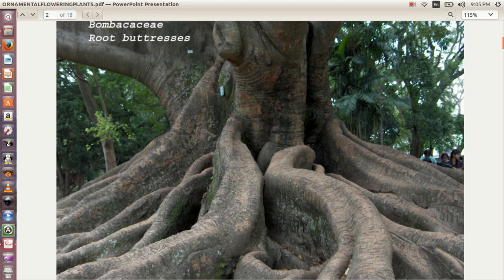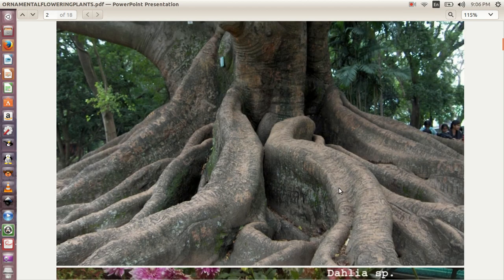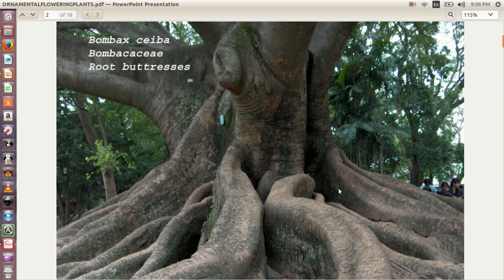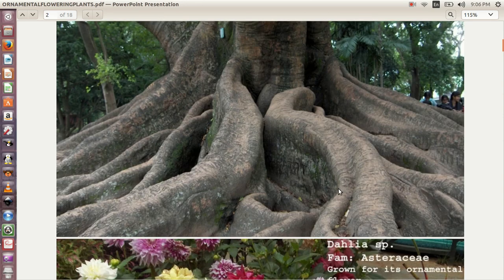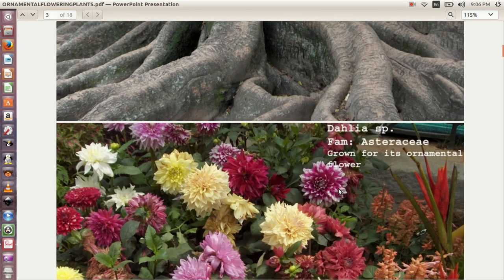Now at present they have fenced it. Earlier we all had access and we used to take a group photograph on these root buttresses. The gigantic tree's weight is borne by these root buttresses of this silk cotton tree or Bombax ceiba. Now we'll go to the ornamental garden plants that we have.